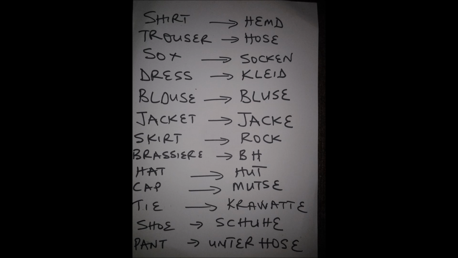Skirt, the one women wear, they call it Rock. Then brassiere, they call it BH. It actually means Büstenhalter, that means breast holder. But they call it BH, Beha. So, where is my Beha? That is, where is my brassiere? That's what they call it in German. Hat is Hut, the one men wear. Cap, the kind I wear in winter, is Mütze, the one a child wears to kindergarten. Tie is Krawatte.